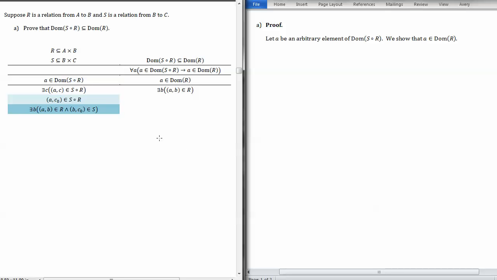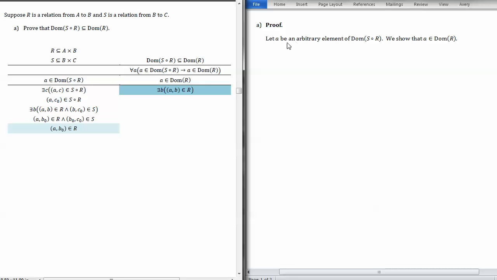And okay, what does it mean for (A, C naught) to be in that composition? Well, the definition is there exists a B such that (A, B) is in R and (B, C naught) is in S. Okay. And then from there, we can do another existential instantiation to get that statement for B naught. And we don't really need both of these statements, right? We only need the first one. So we have (A, B naught) in R, and that proves that there exists such a B, right? The B is B naught. Okay. So let's write up this proof.